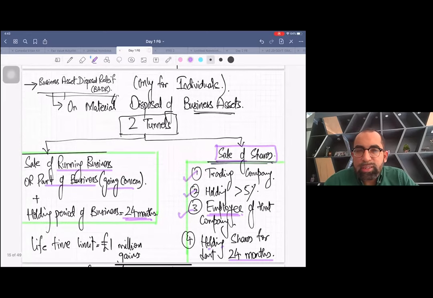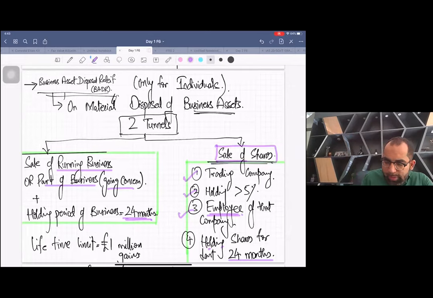Okay, so for business asset disposal relief, you have two tunnels. Read it and put it in your mind. The first tunnel is sale of running business plus 24 months holding period, the last 24 months. The second tunnel is sale of shares, 5% holding, you are doing a job in that company, and the last 24 months holding of shares.